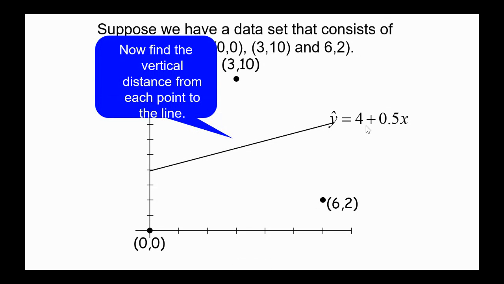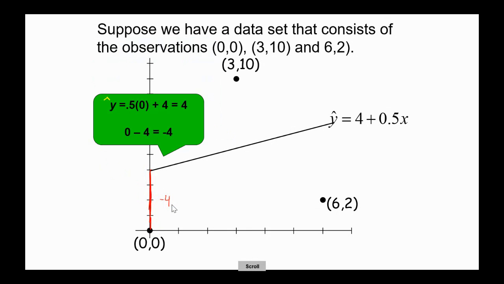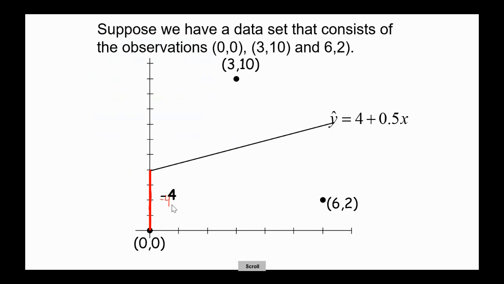So for instance, how far did we have to go to get from the line straight down here to (0, 0)? How far would this distance be here? Would it be 4 if I'm going down? -4, because I'm going down from the line down to the point. So -4 would be that distance.